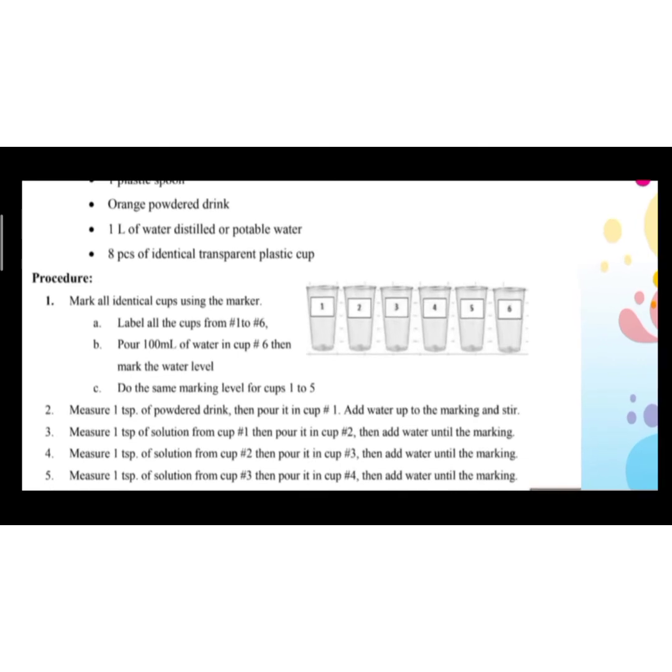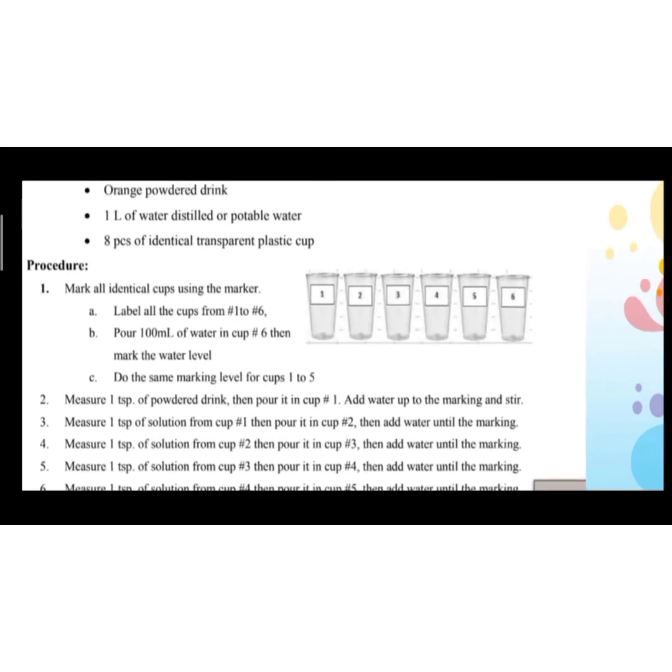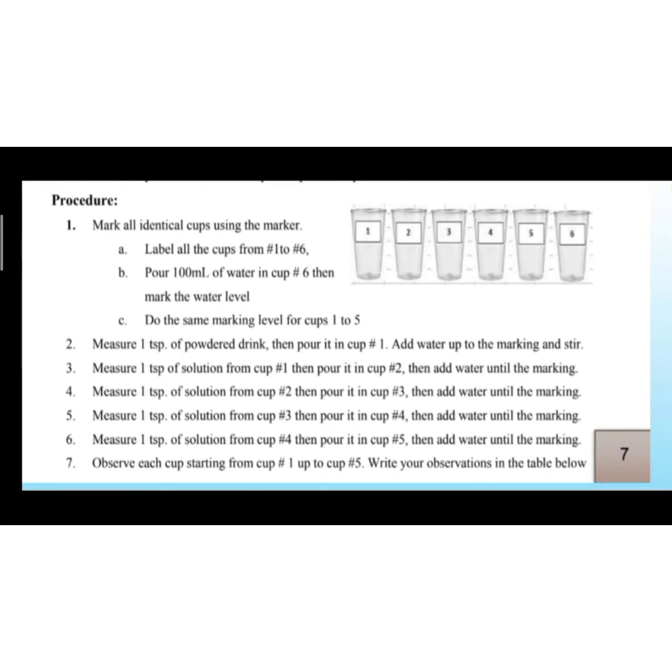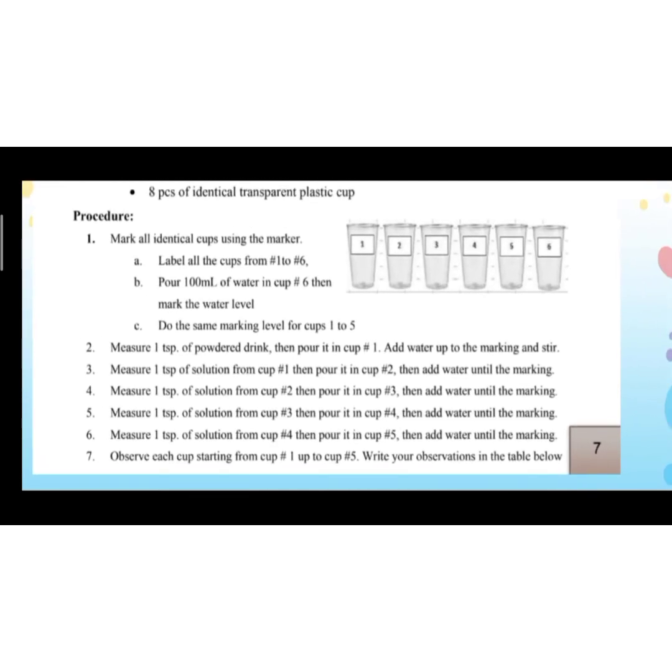And then, ang gagawin po, yung number 6 na cup, lalagyan ng 100 ml ng tubig. Yung cup lang na yun ang lalagyan. Tapos, sa number 1, measure 1 teaspoon of powder drink, then pour it in cup 1. Magkukuha kayo ng isang kutsara ng powder drink ng orange juice, tapos isasalin nyo po dun sa number 1.